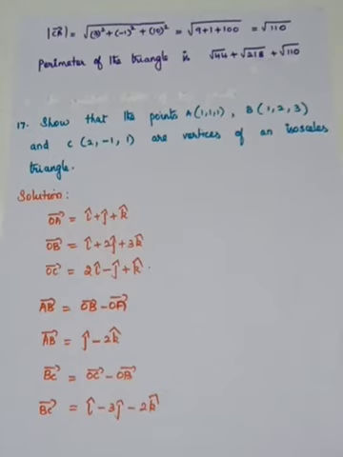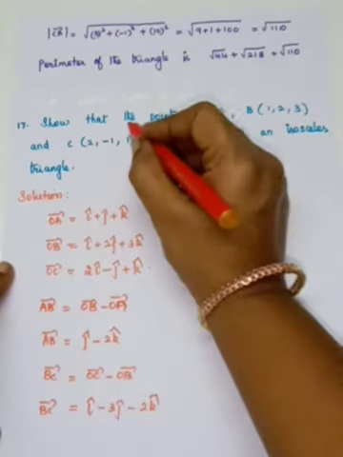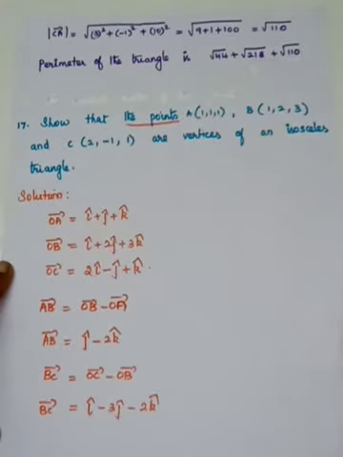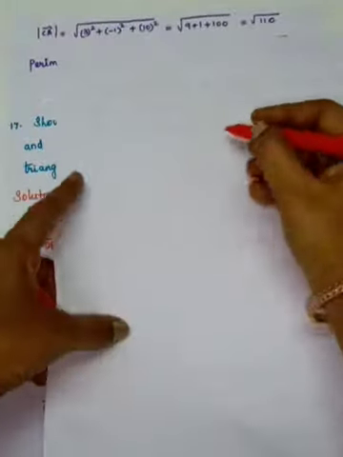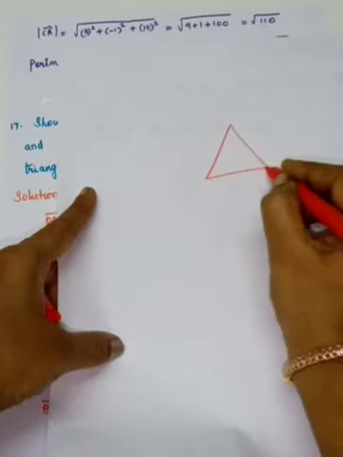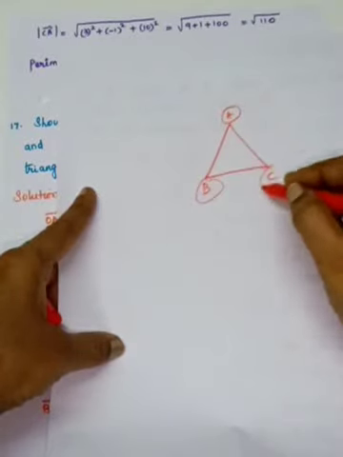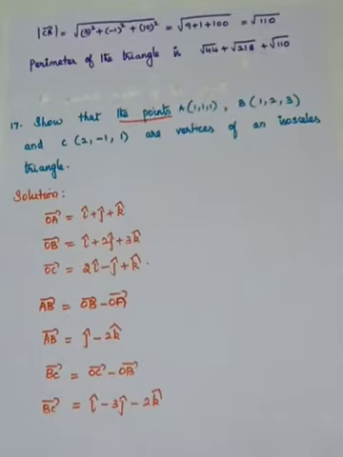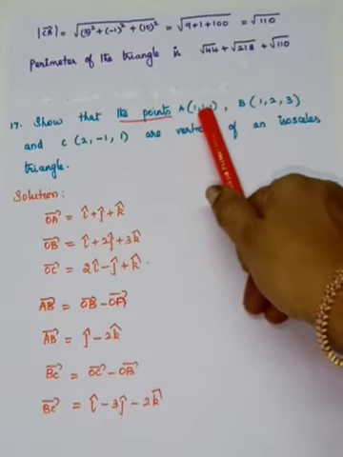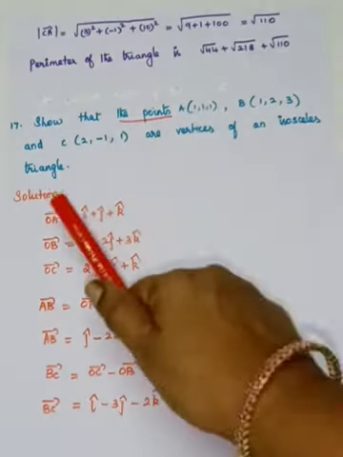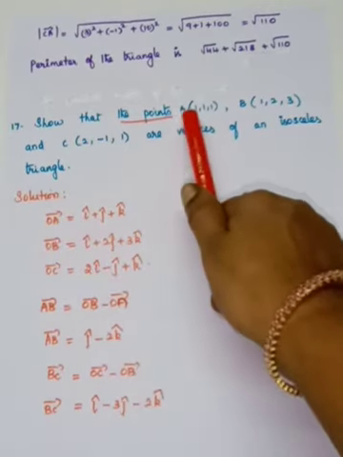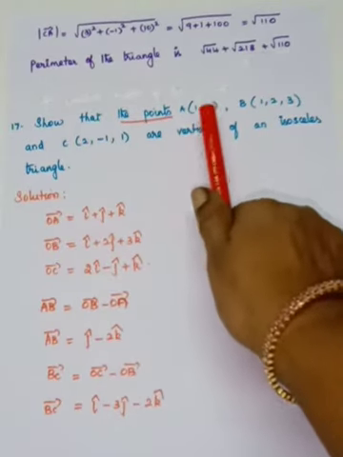Come to the 17th. Show that the points are vertices of an isosceles triangle. See here what is given? The points are given. So if we have a triangle, the points A, B, C are the vertices of the isosceles triangle. Using the points, if one point's coordinates are there, that can be taken as OA vector. What is OA vector? i cap plus j cap plus k cap.